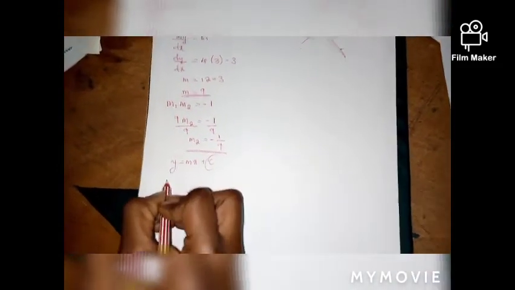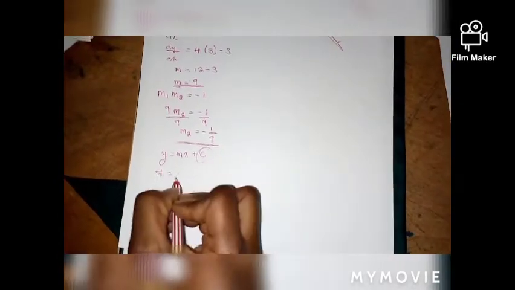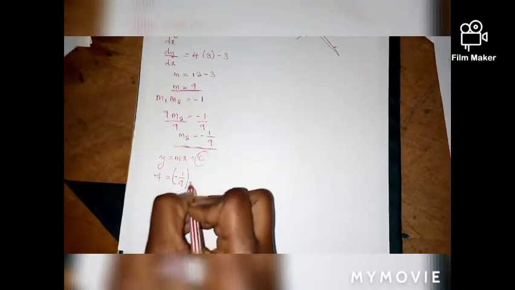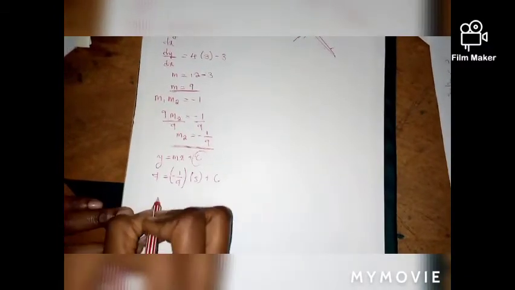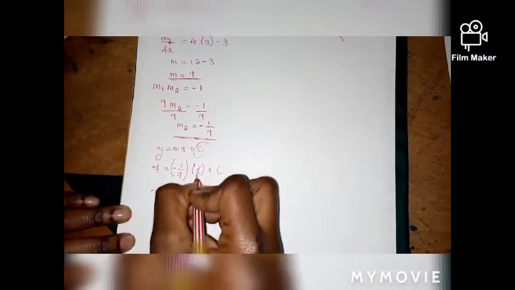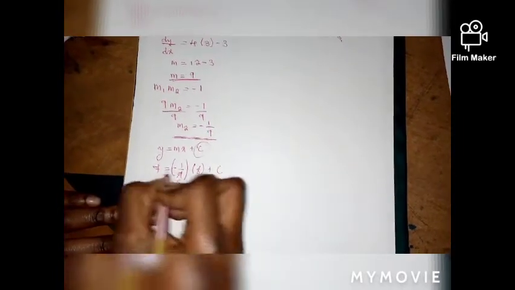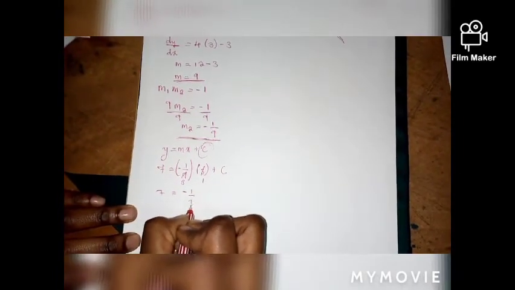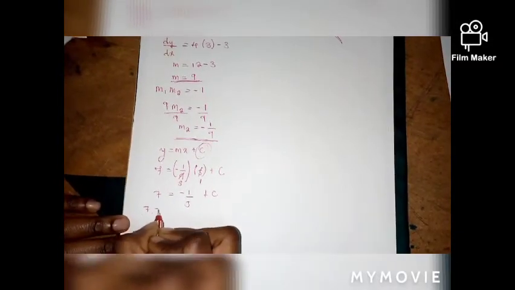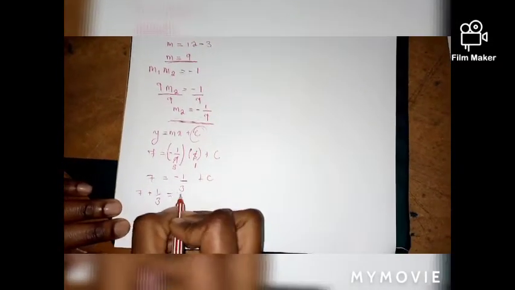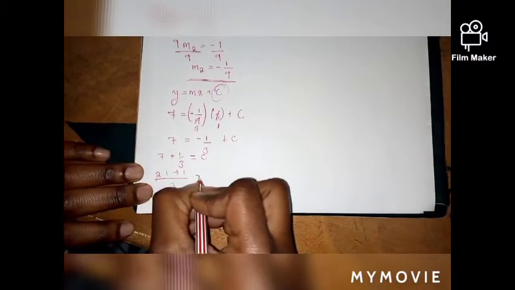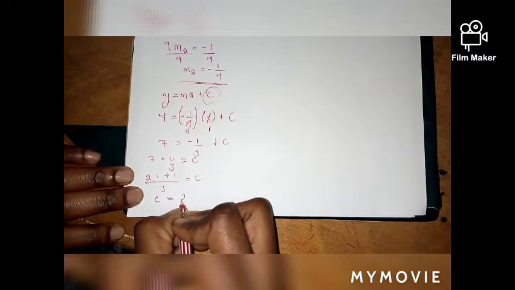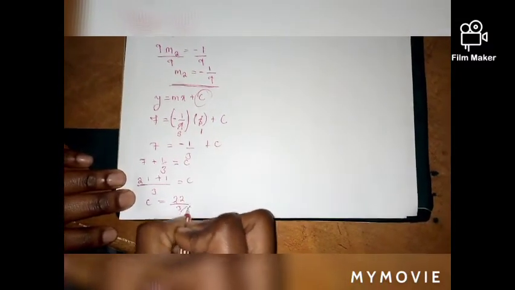So our y is 7 is equal to m. m is our gradient, negative 1 over 9. We'll put it in brackets for best. And then x is 3, plus c. In this case, we're finding the constant as we said. So here it cancels, and then this is 3. So it will be negative 1 over 3 plus c. We're going to bring that to this side, so plus 1 over 3 is equal to c. Then that is 21 plus 1 over 3. So c is going to be equal to 22 over 3 in that case.